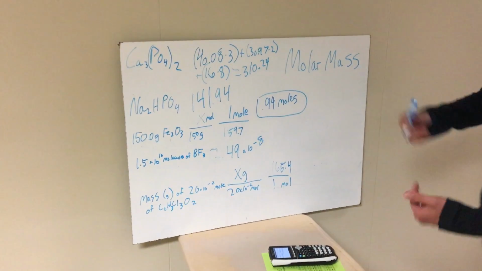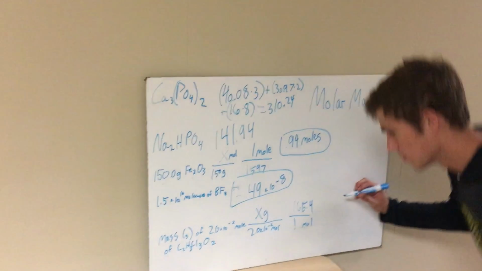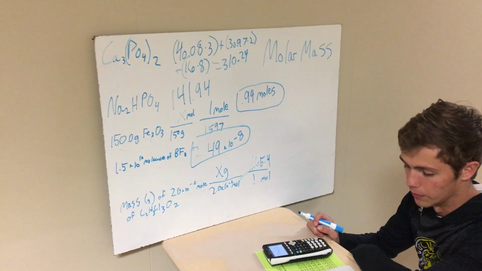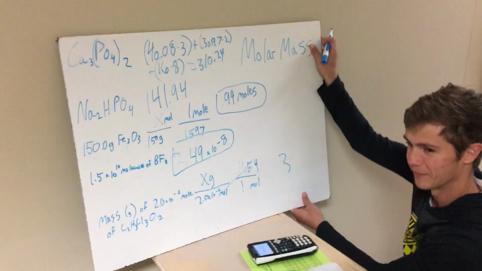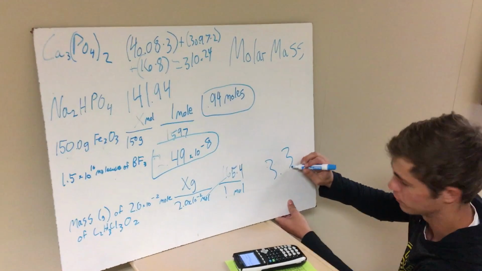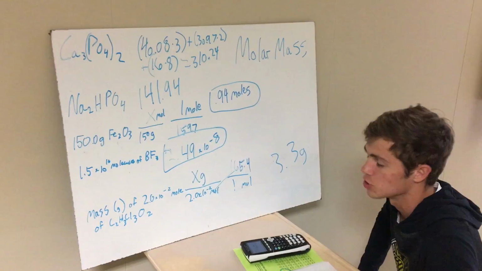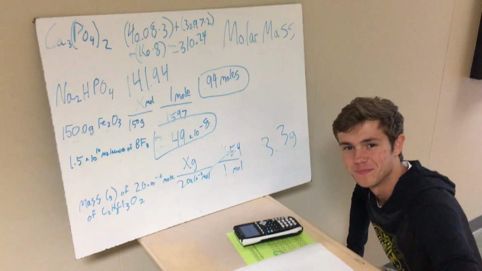Once we line it up, you actually end up just multiplying these two. And when you multiply these two, you get 3.3 grams. And that's basically it for molar mass. Just make sure to line up your units and you should be fine. Thanks, guys.